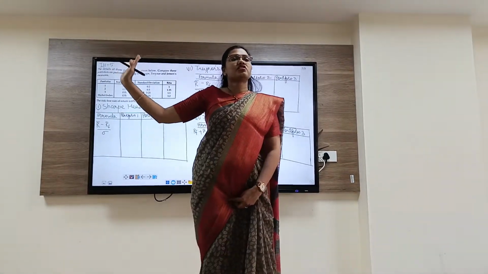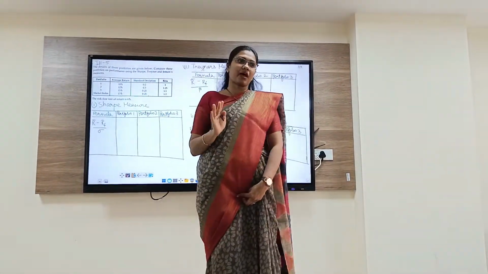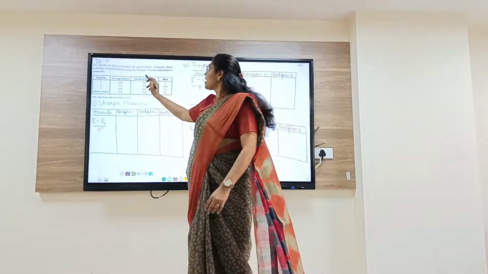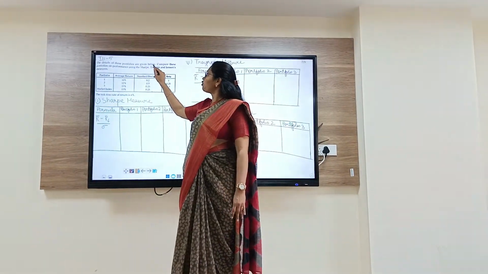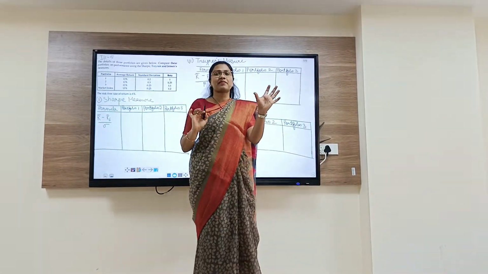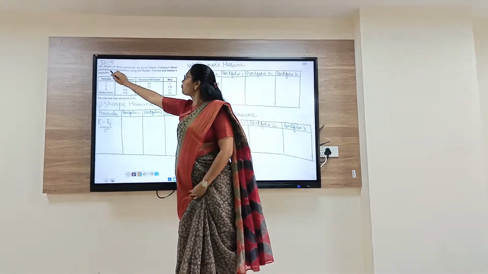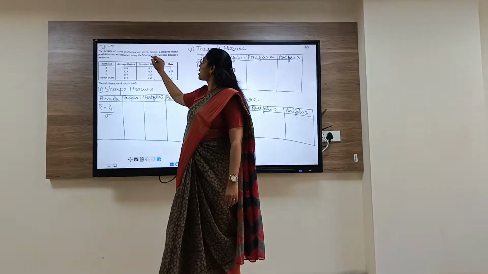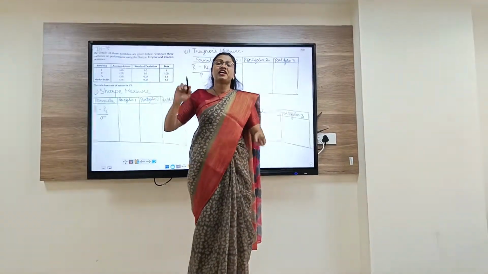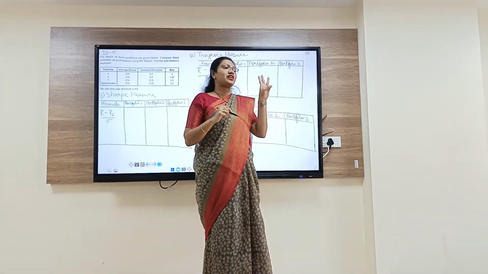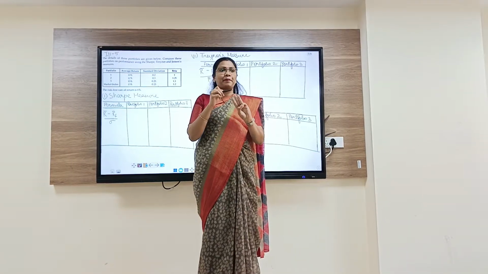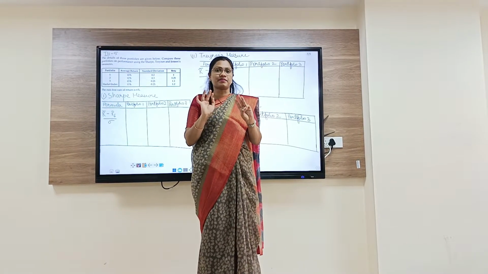Morning class. Today we are starting with illustration number 5. The details of 3 portfolios are given below. We have total 3 portfolios. Compare these portfolios on the performance using Sharpe, Treynor and Jensen's measure. So in this sum you have to solve using all three measures: Sharpe, Jensen and Treynor's measure.